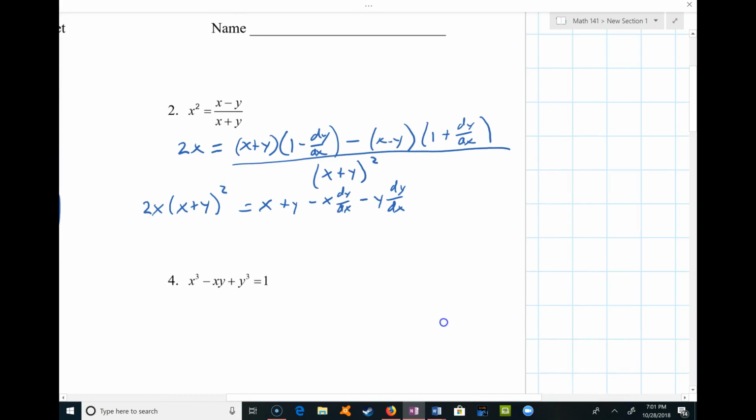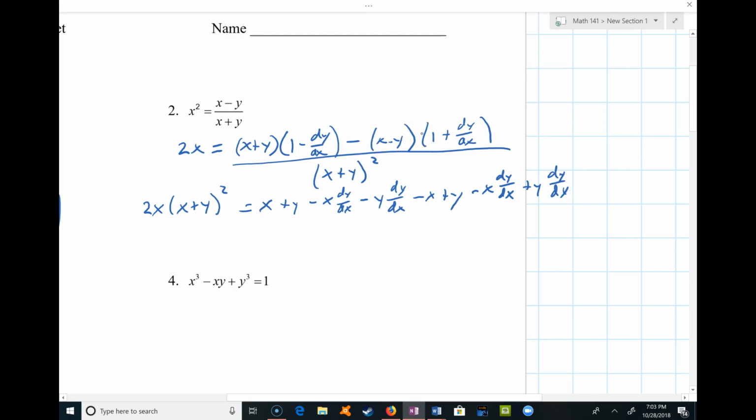And if we keep going over here, we're going to have 1 times x, and that's got a negative out front, so that's going to be a negative x. And 1 times negative y, but that's a negative negative y, so that would be positive y. And dy dx times that. So then dy dx times negative x would be a negative x dy dx. And then dy dx times a positive y, that'd be a positive y dy dx. It's a positive y because it's a negative negative y.